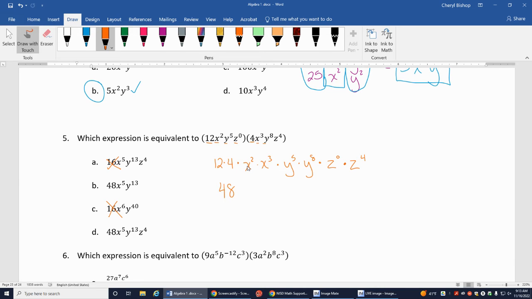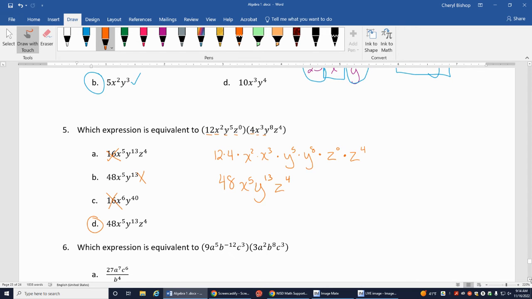Now, if I have 2 x's being multiplied here to 3 x's being multiplied here, that's a total of how many x's being multiplied? 2 of them here, 3 of them here. There are 5 x's being multiplied, so x to the fifth. On my y's, I've got 5 y's and 8 y's, so that's going to be 13 y's. And then my z's, I don't have any z's here, so really that's like 1 times z to the fourth, so I do have a z to the fourth. I don't have it here, so that means my answer has to be D.